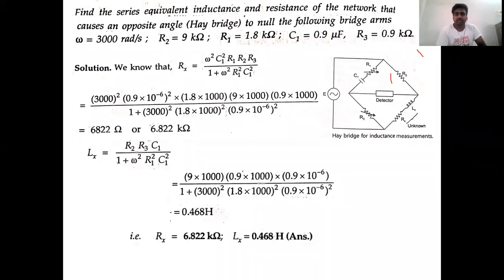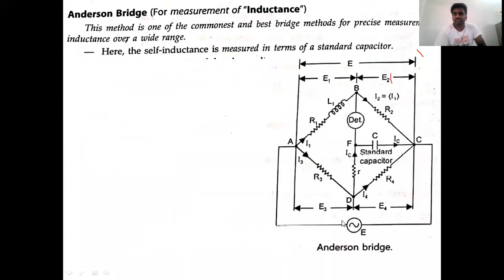So both the unknown resistance R suffix x, that is 6.822 kilo ohms, and the unknown inductance L suffix x, that is 0.468 Henry. Okay, so these are the problems which we solved. Next we will discuss the concept of Anderson bridge.